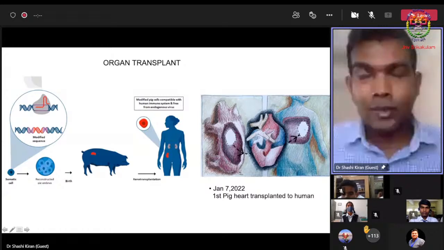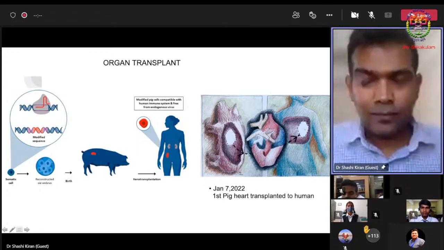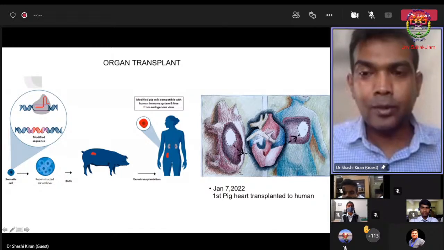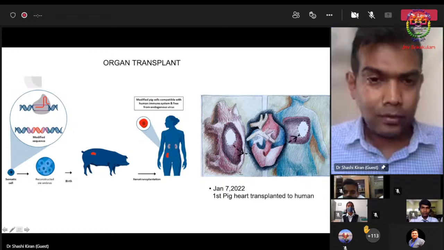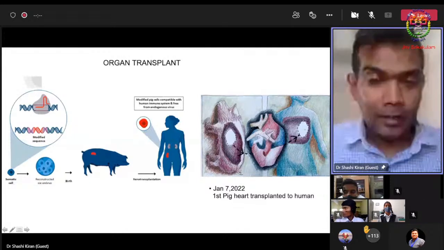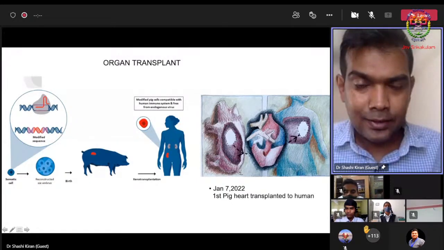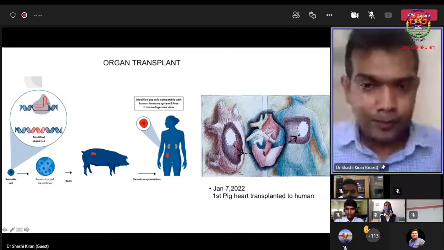The patient was terminally ill. His heart had failed, and there was no hope for him to survive. So they allowed this experiment on him, to see what happens. Fortunately, it worked, and we have the first human being who has survived with a pig heart. These are very great advancements we are looking at, all firsts in history, and hopefully they will make big marks in the years to come.